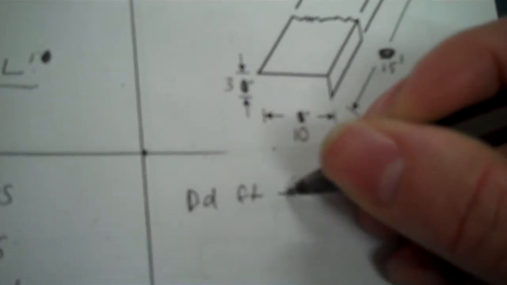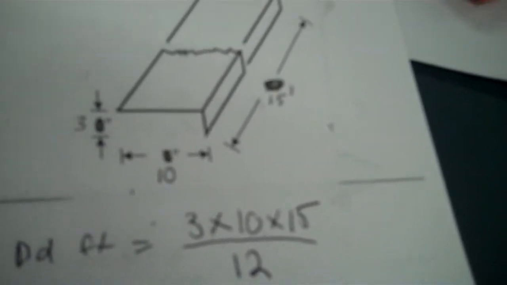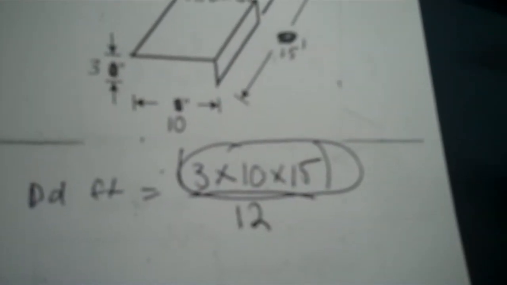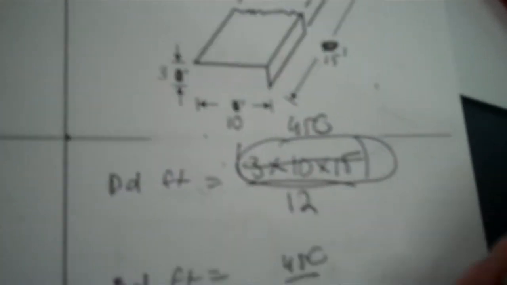So board feet. T, that'd be 3. It doesn't even matter the order you put them because it's just multiplying. And then width is 10, and then length is 15, then 12. Okay, so what do I need to do? Well, probably need to put a parentheses there and figure that out. It's just all multiplication. So I multiply straight through, and I get 450. So the board feet is equal to 450 divided by 12, and that's 37.5 board feet.